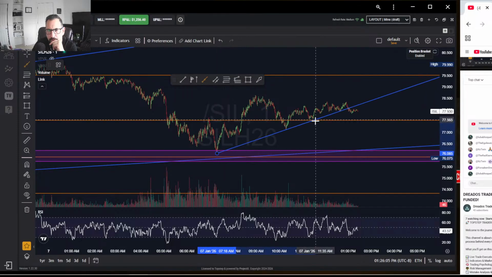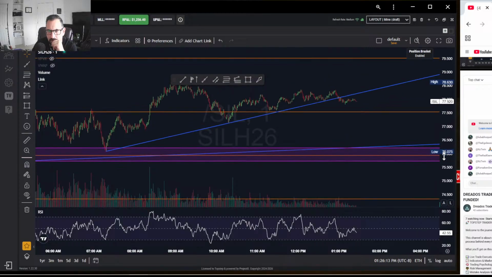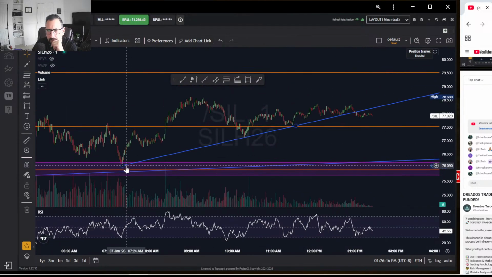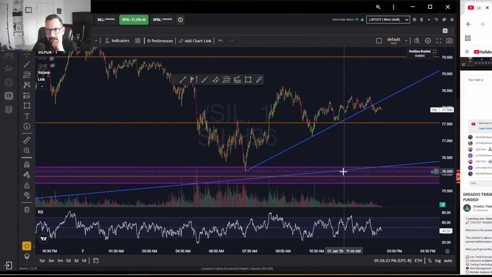This micro trend just broke. This does look like it's going to come down. So I would wait for the test of this 76 level, and I'd be looking for a long position here at that 76 level.